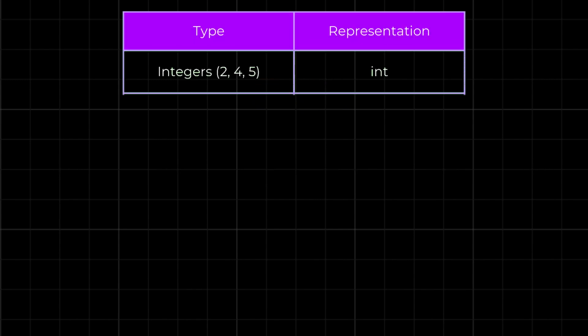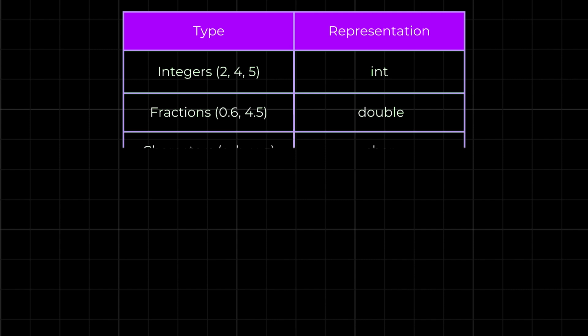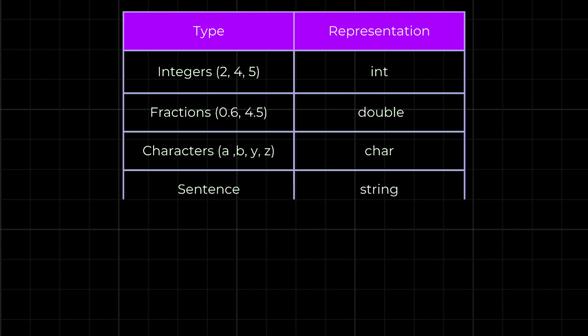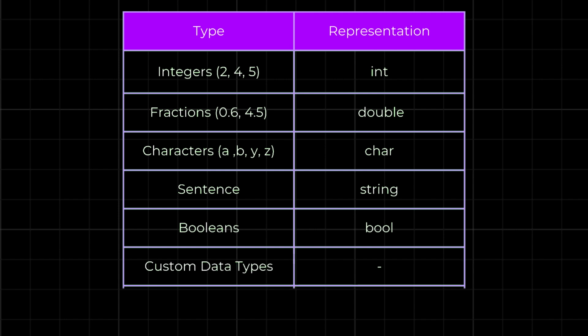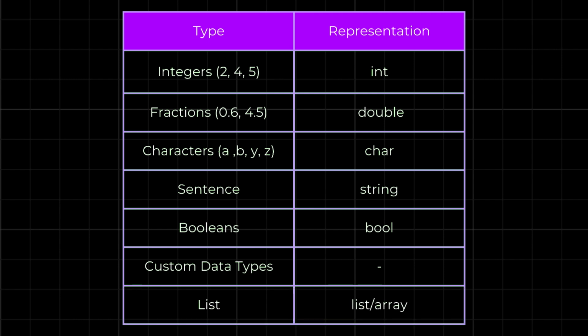For instance, integer numbers are represented by int, fractional numbers are represented by double, characters are represented by char. In some languages, a sentence is represented by string, booleans are represented by bool, and custom data types are represented by whatever you choose to call it, while a list can be represented by either list or array, depending on what programming language we use. However, both of them are the same, so don't worry.